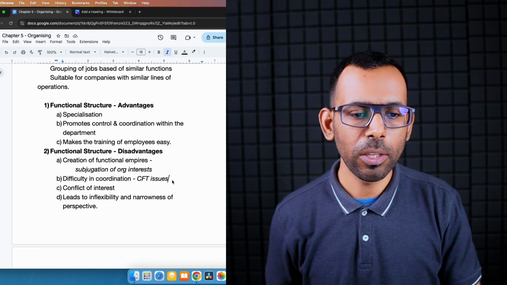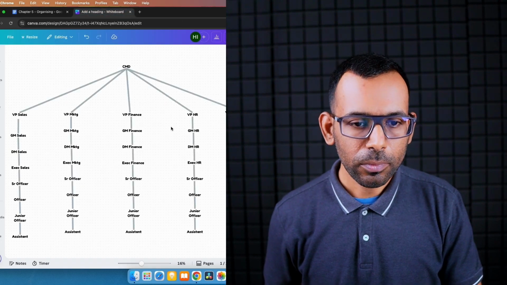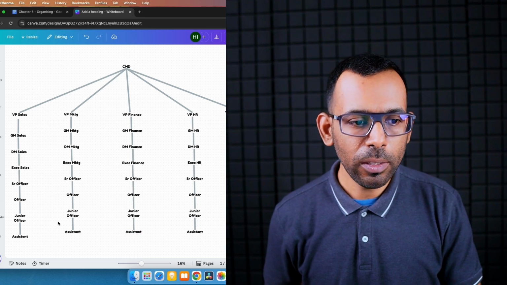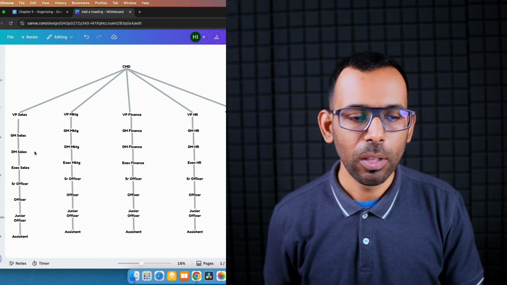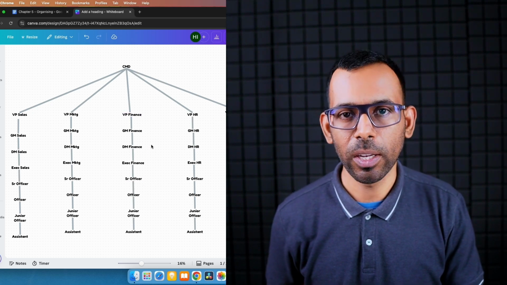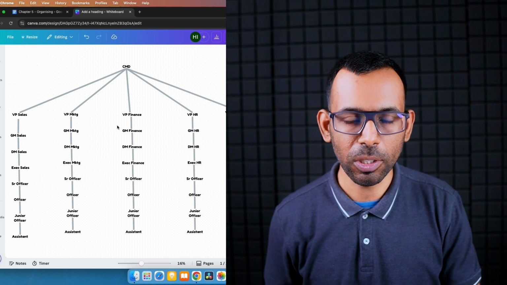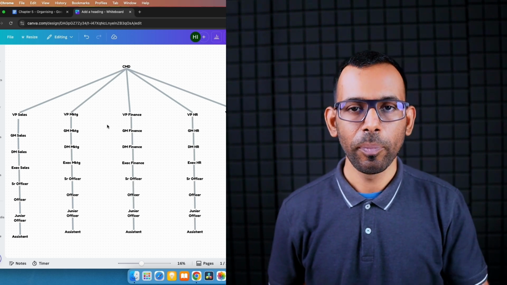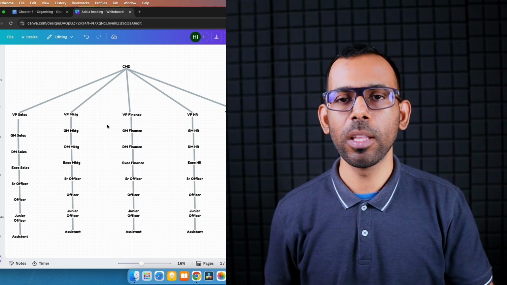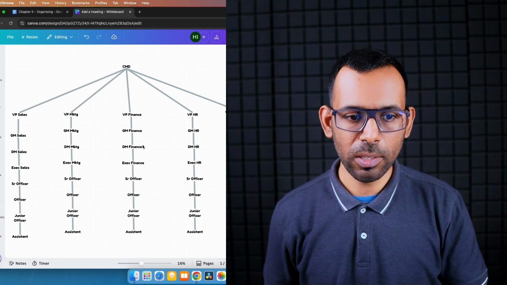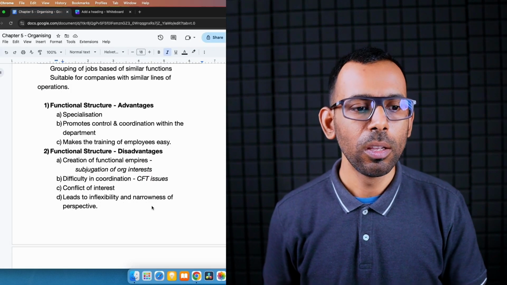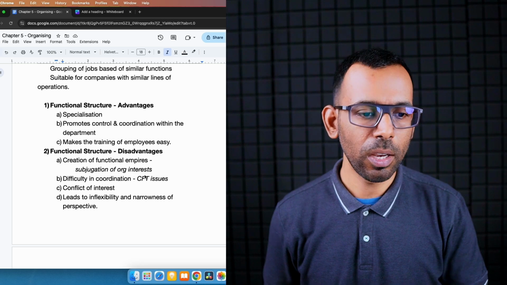Next, difficulty in coordination, cross-functional team issues. Again, in the advantages section, I just said that each of them will grow up in their own circle of environment. So people from marketing might find it very hard to work with people from finance because they are two different functions. Their worlds are different. They would have studied in entirely different colleges. So the language they speak, the jargons the marketing people use and the jargons that finance people use will be very different. That makes coordination and cross-functional working extremely difficult.